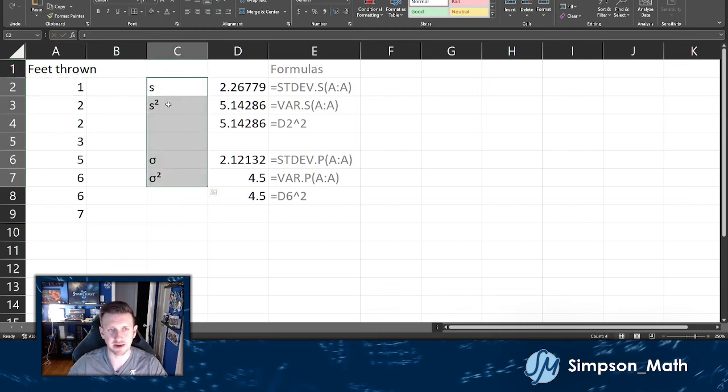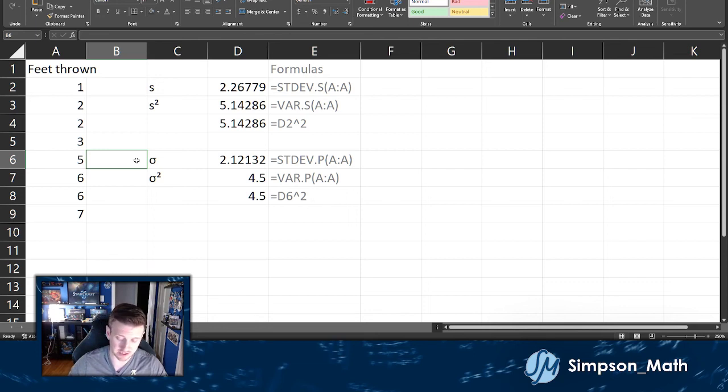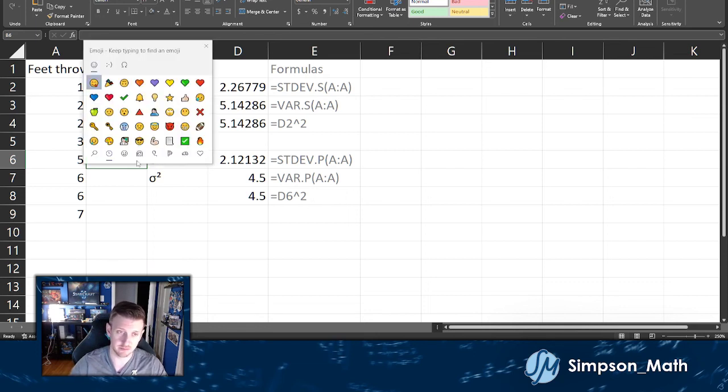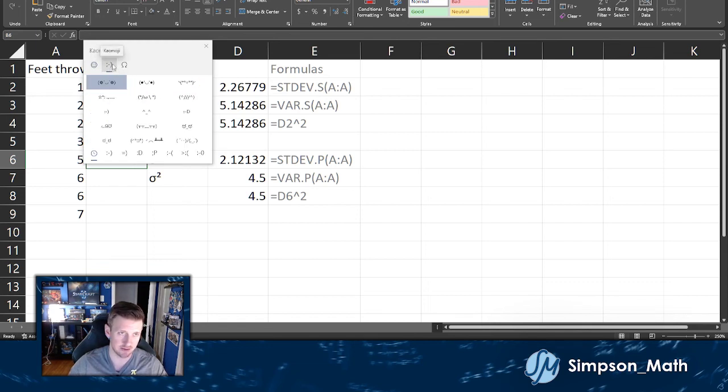I have my s squared, sigma squared. It was a little bit fancy, and I found the actual squared character and the actual sigma here. To be able to do that on a Windows computer is really easy. Just press the Windows key and then period, and then up pops a bunch of emojis, and then the kaomojis, and then just some symbols.